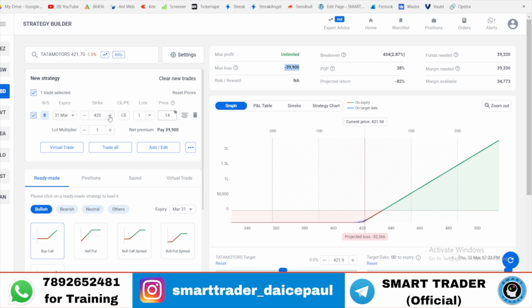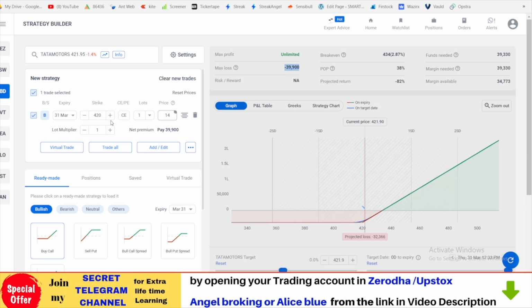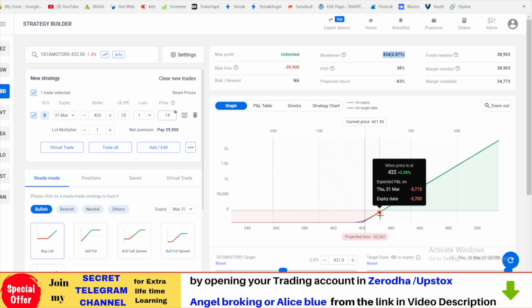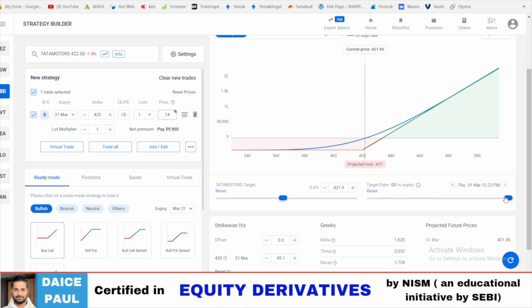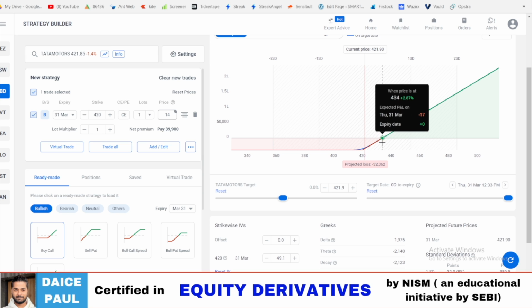So add this premium, how much will it be? 420 plus 14 is 434 rupees. So you actually spent 434 rupees, that is the calculation. So the break even is 434. That is 2.87% away from our current price. So you see here, this is the chart. On expiry, let's say 31st is the expiry, Thursday, March. You see here, it has to reach this 434 level.